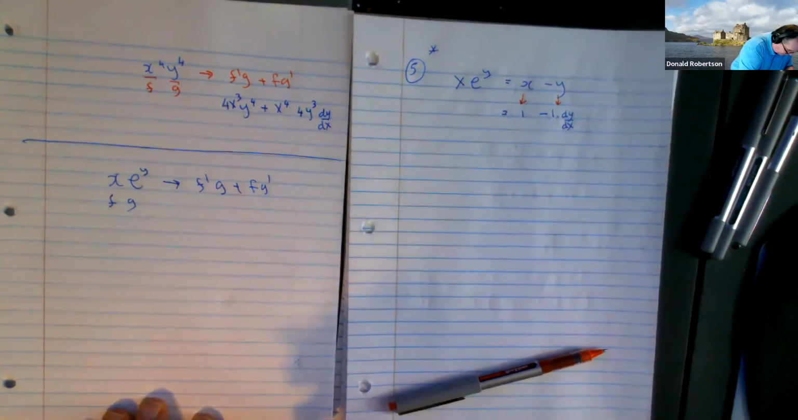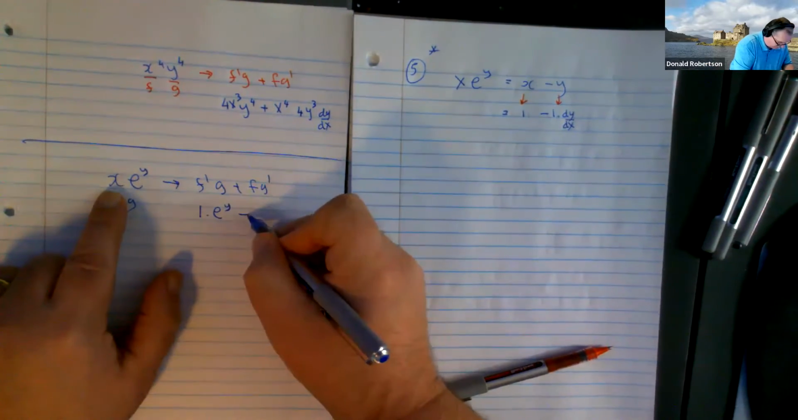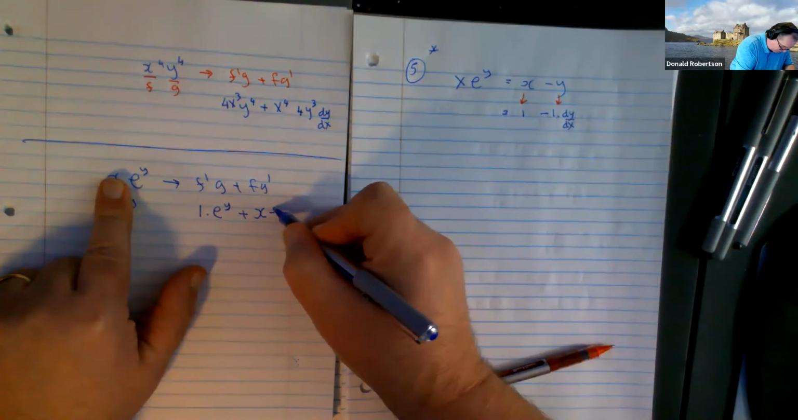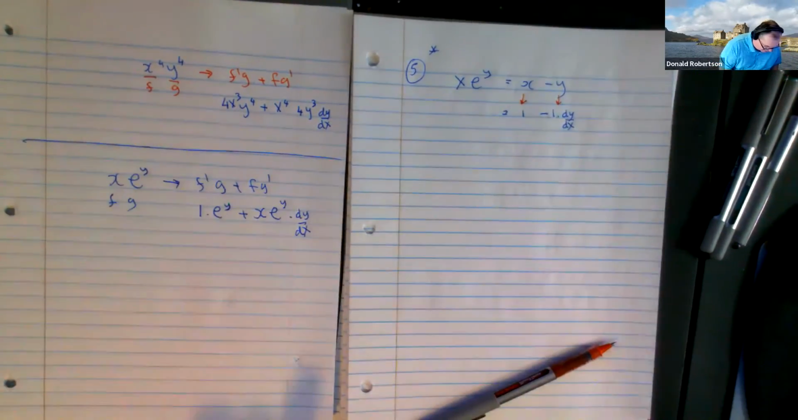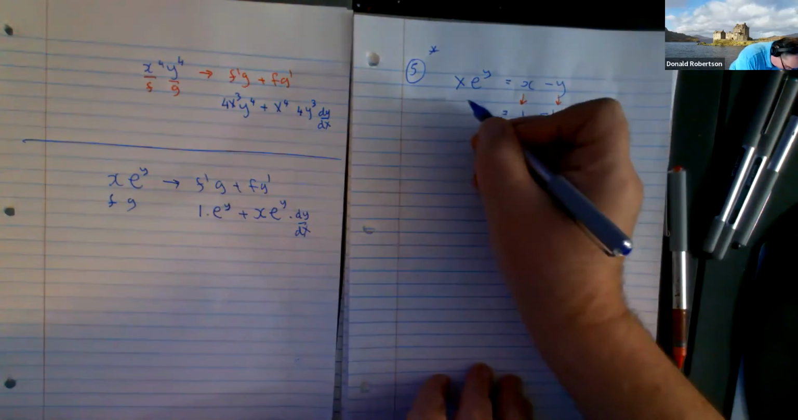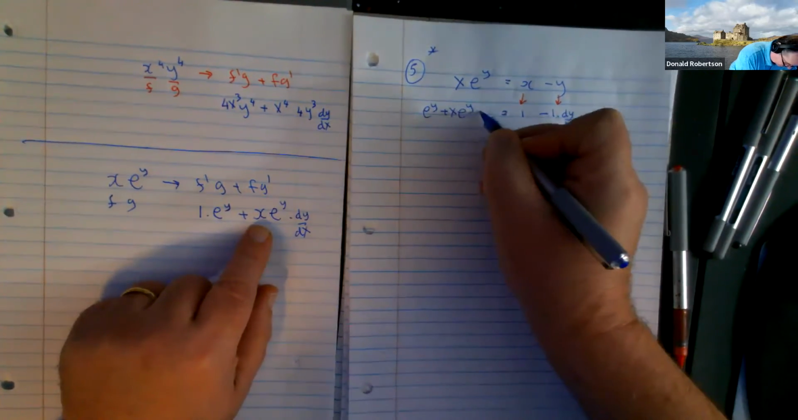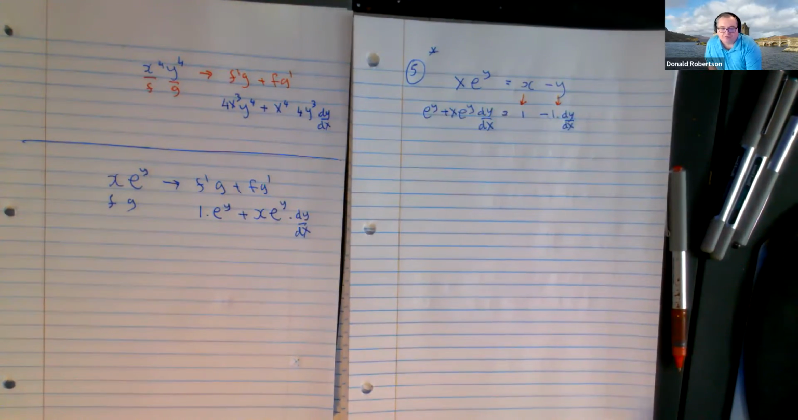If you differentiate this guy, you get 1. Leave the other thing alone. Plus, leave that alone. If you differentiate e to the y, you get e to the y times dy by dx again. Every time you differentiate with a y, you always finish with a dy by dx. So we're going to get this guy plus this guy. So step 1, pretty much the same every time: differentiate everybody.